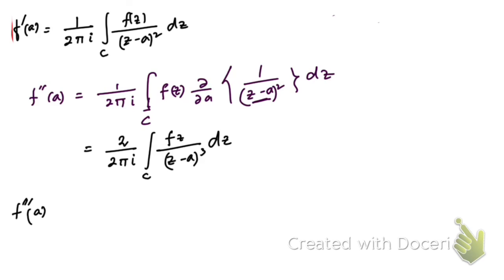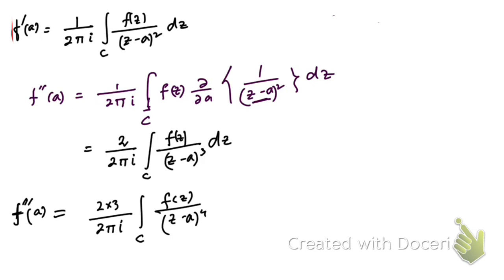Okay, so similarly you can find the third order derivative of f(z) at z equal to a. Then what you're going to have? Then you're going to have 2 into 3 by 2 pi i, integral of f of z, z minus a whole to the power 4 dz. That's what we're going to have, right? So this 2 can be written as factorial 2, and 2 into 3 is 6, and 6 is nothing but factorial 3. This is factorial 3, and this is the third order derivative.